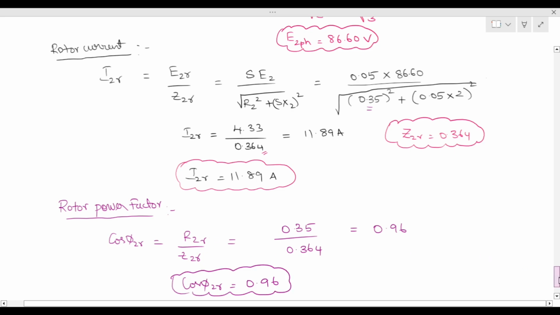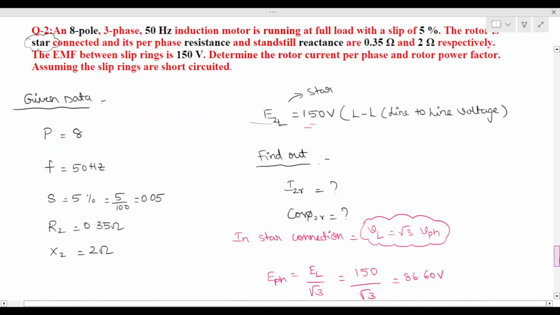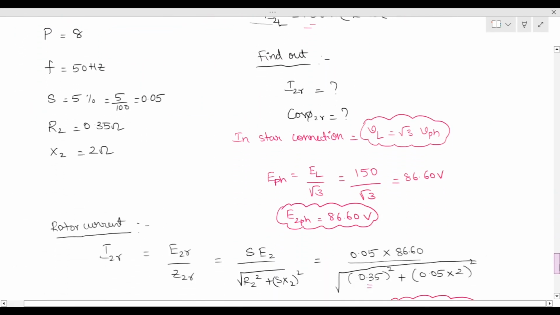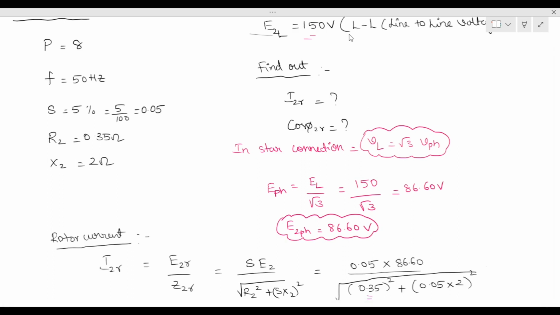Now if you go to the problem, what is the value of rotor current? The current value is 11.89 amperes. This is the value of current. Now what is the power factor value? 0.96. So this is the procedure to find the values. I think you clearly understood the problem.